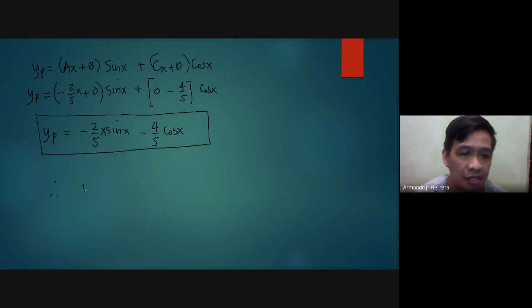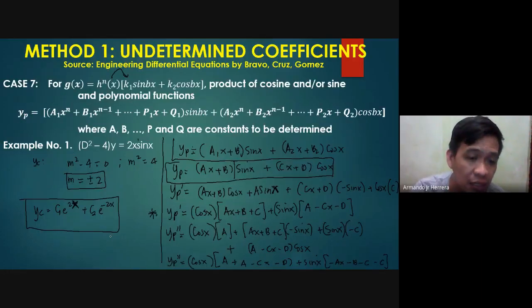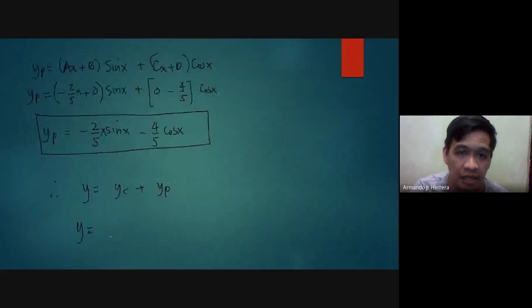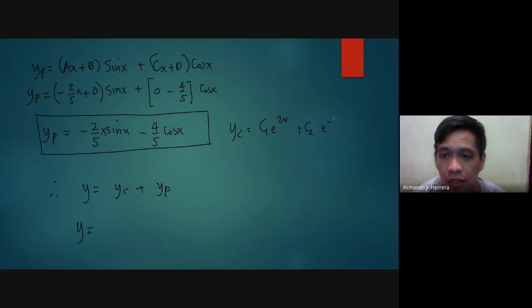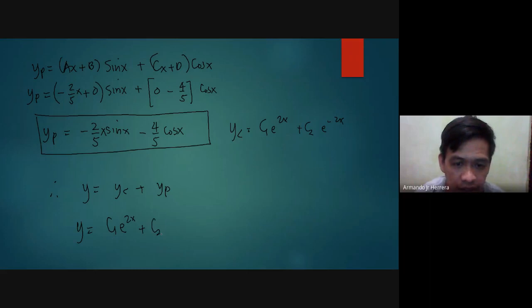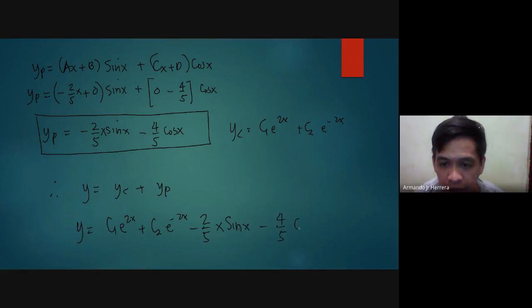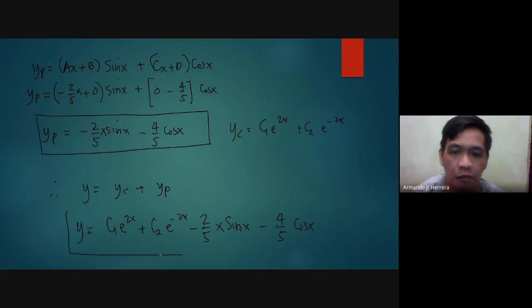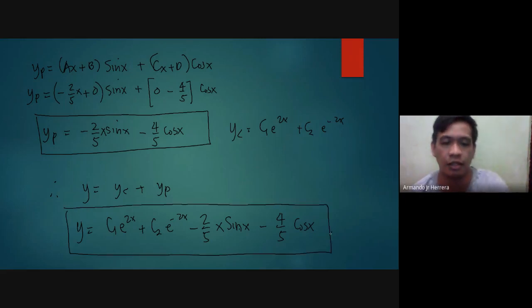So therefore, our answer y is equal to yc plus yp. What is yc? Our yc is c1 e to the 2x plus c2 e to the minus 2x. So substituting, you have c1 e to the 2x plus c2 e to the minus 2x minus 2 over 5 x sine x minus 4 over 5 cosine of x. So this therefore is our answer to our given differential equation.